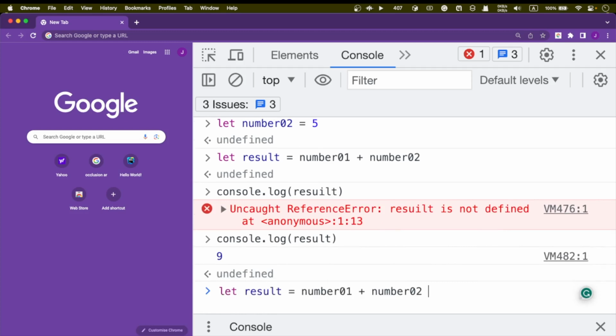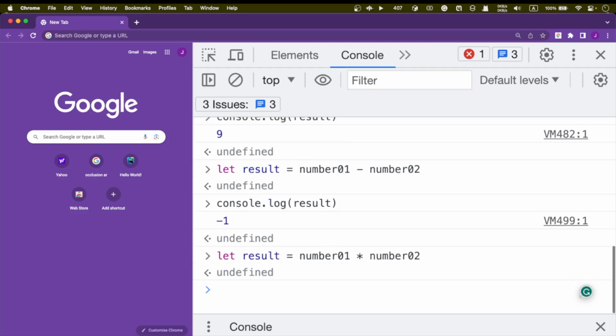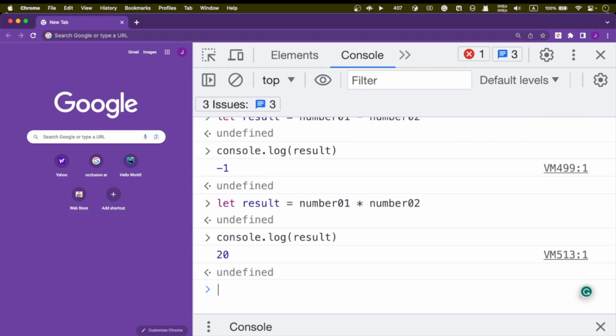And you can do subtraction as well. We're going to print that out, and we get -1. You can do multiplication and print the results: 4 times 5 equals 20. And of course, you can do the division.